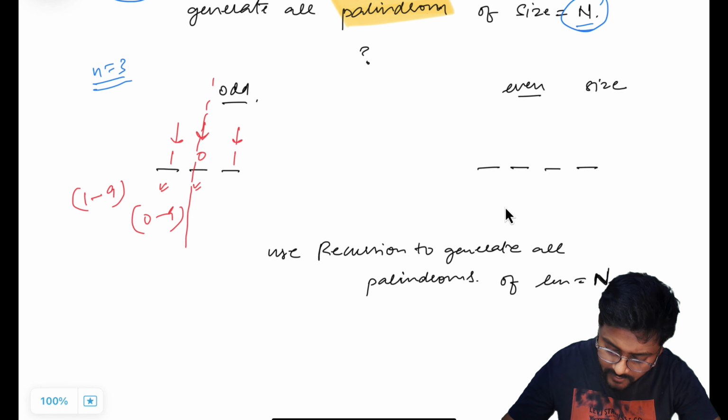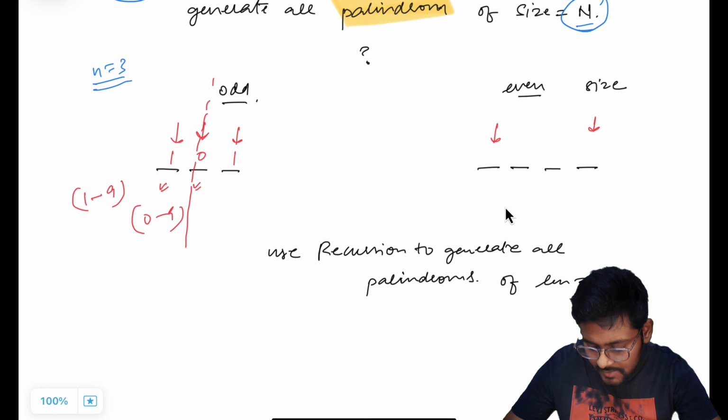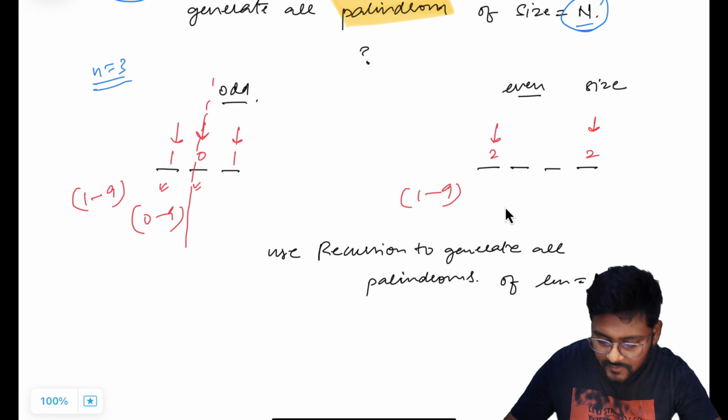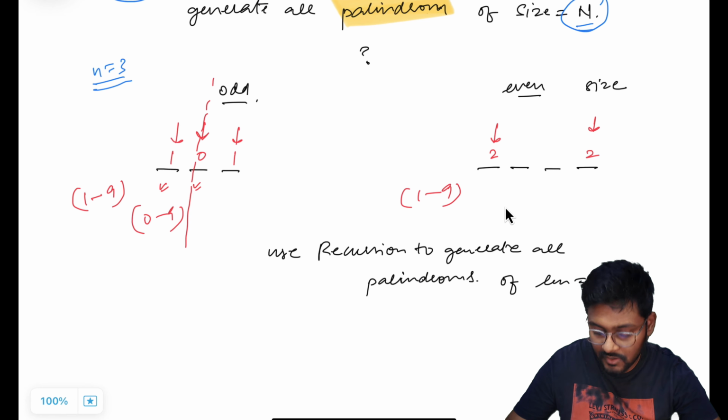Let's have a look at the even size as well. For the even size, this is the starting of the palindrome and this is the ending of the palindrome. At the starting, I can put any digit from 1 to 9. Let's say I have put 2. Then I also have to put 2 at the ending as well. So this is something I will do in one operation.